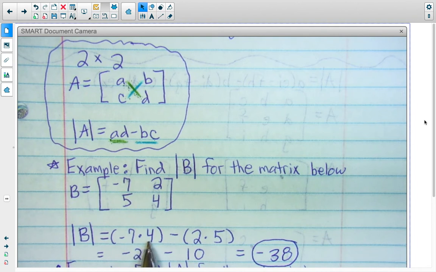So -7 times 4 is -28. 2 times 5 is 10. Mental math or in your calculator. So the determinant of matrix B is -38.